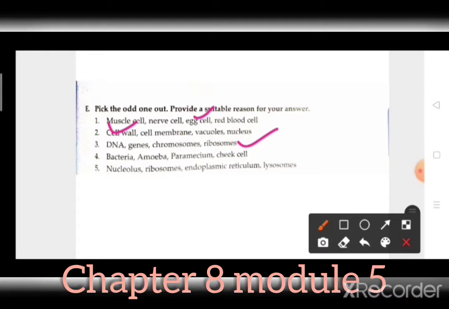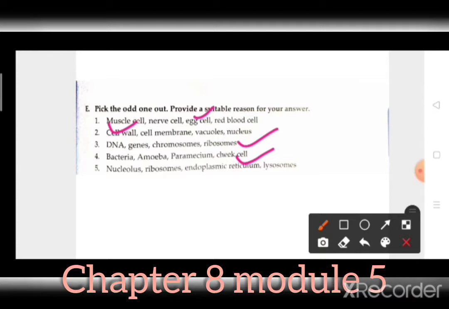So the answer will be cheek cell because bacteria, amoeba and paramecium are unicellular organisms, whereas cheek cell is a cell which is present in eukaryotic organism, or you can say that it is eukaryotic cell which is present in a multicellular organism like us. Also, cheek cell is present in human beings.